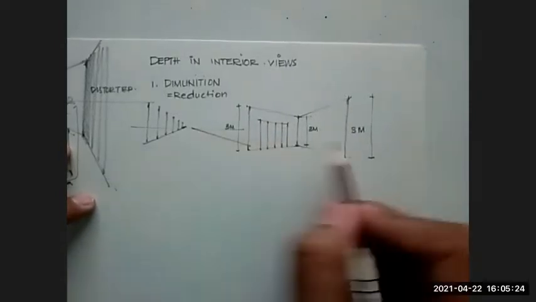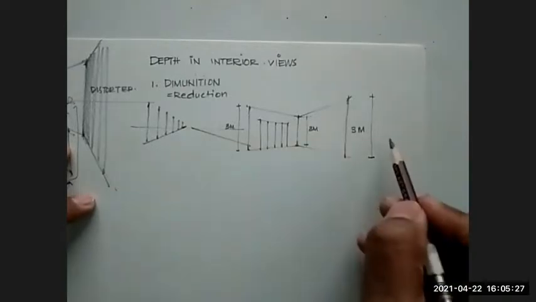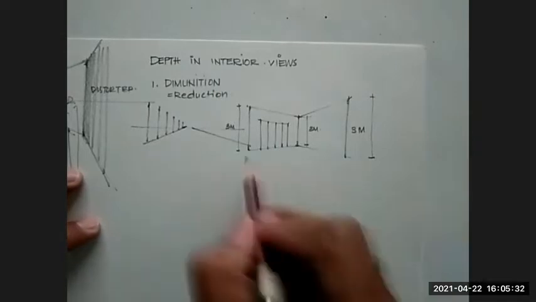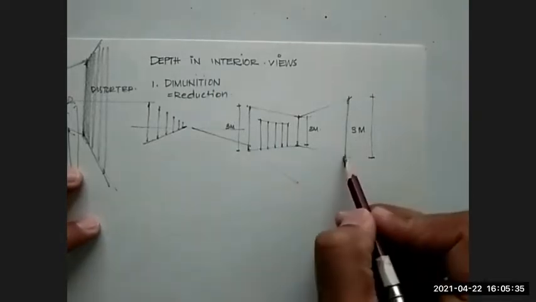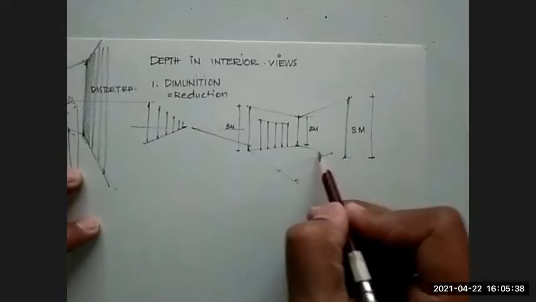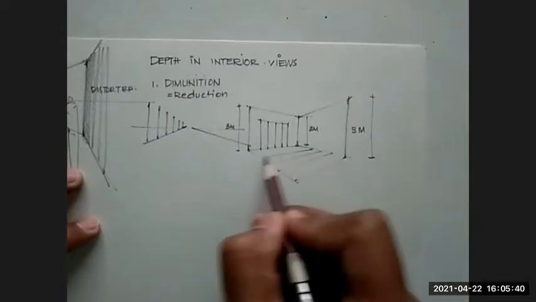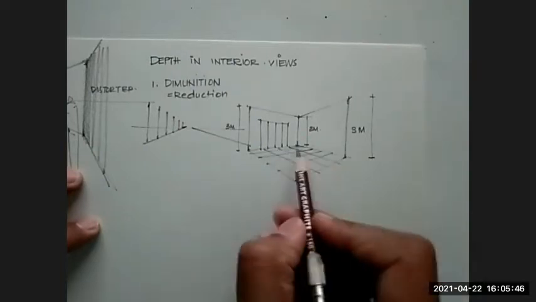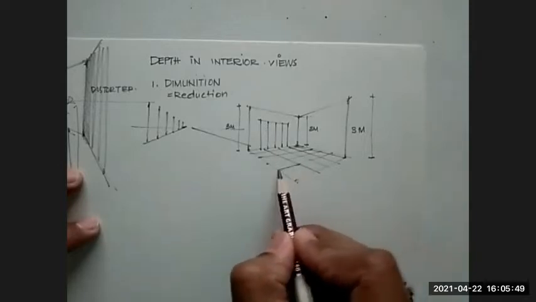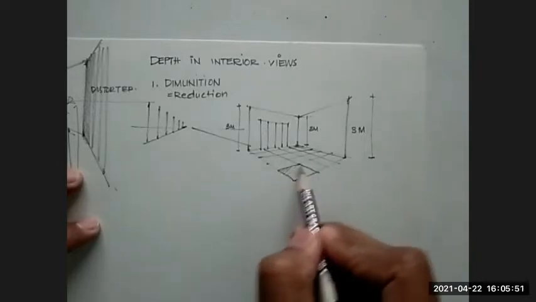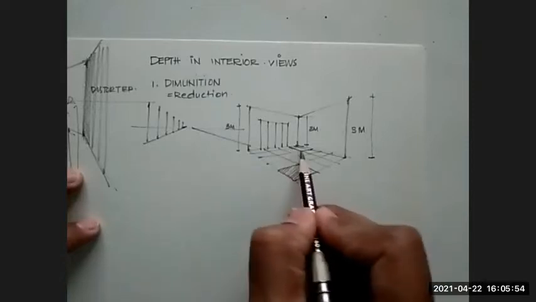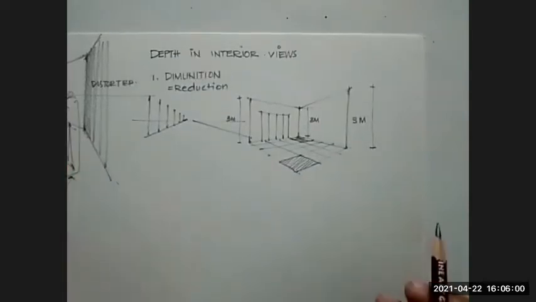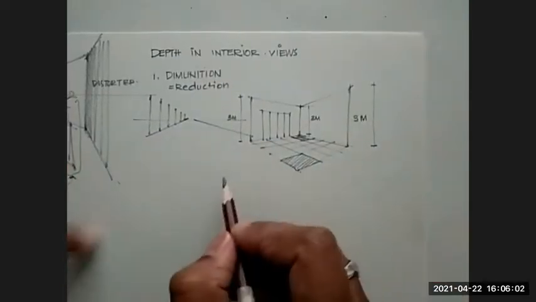As you go towards the corner wall in 2-point perspective or towards the horizon, you will see that the diminution is happening. When it comes to showing the tiles, there is again diminution happening. A tile appears as a bigger tile, and the same tile of the same size looks smaller and skewed when it is far away. So this is the principle of diminution.